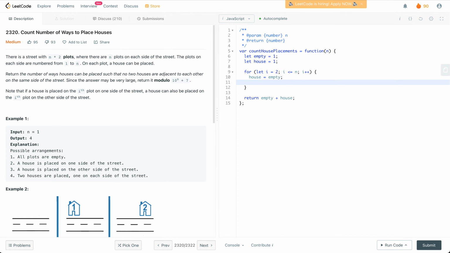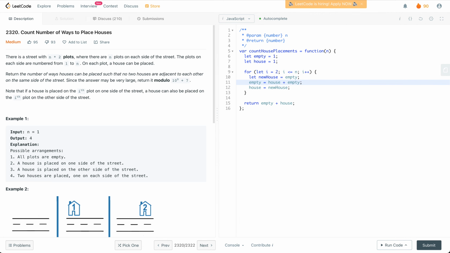Now what happens if I want to have the current position empty? If I want to have the current position empty, that means it could be coming from the house state and empty state of the previous state. So house plus empty. Now because I have already overwritten house here, I rather want to keep it something like new house, and then at the end I can do house is equal to new house. So that should give us empty and house, both the states.